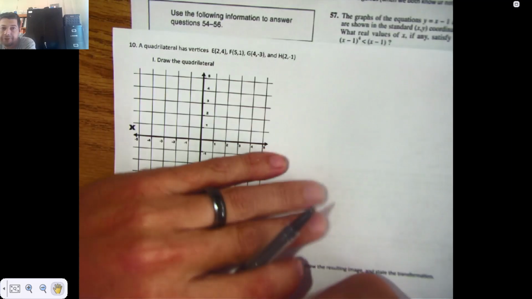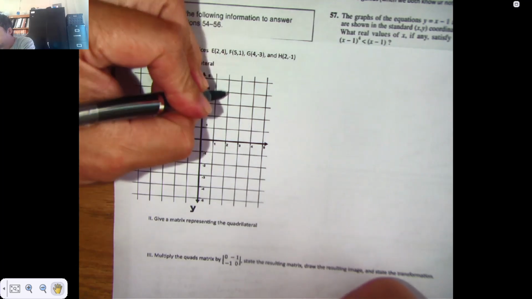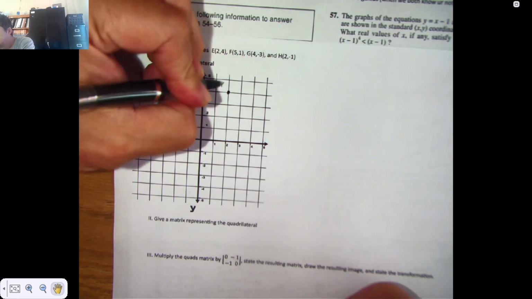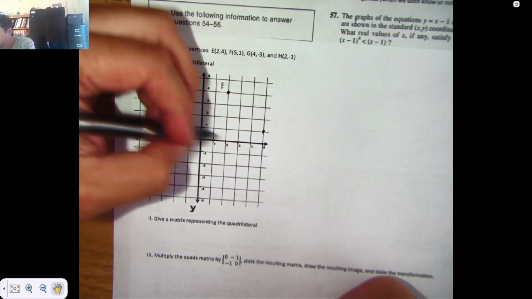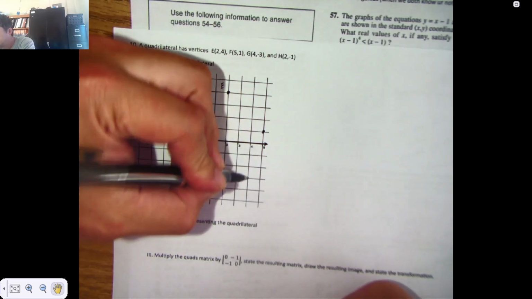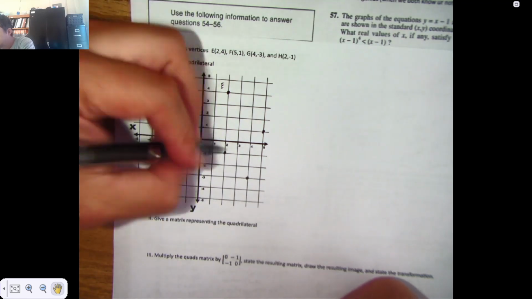All right, number 10. Kind of a big problem here. We have a quadrilateral, four sides. You're supposed to graph it or draw it. So 2, 4 exists. It's point E. 5, 1 exists. It's point F. 4, negative 3 exists. Point G. And 2, negative 1 exists. That's point H.